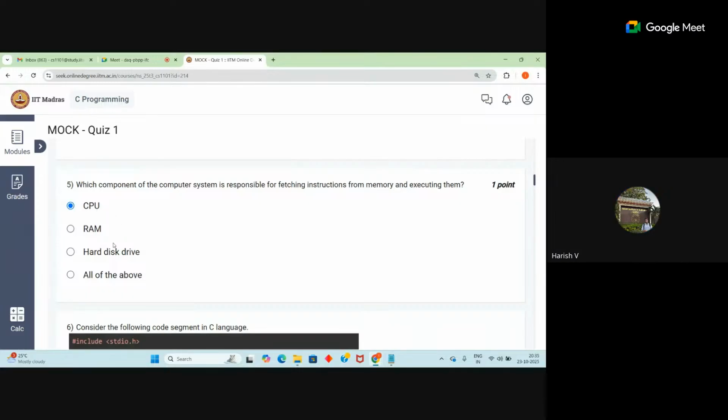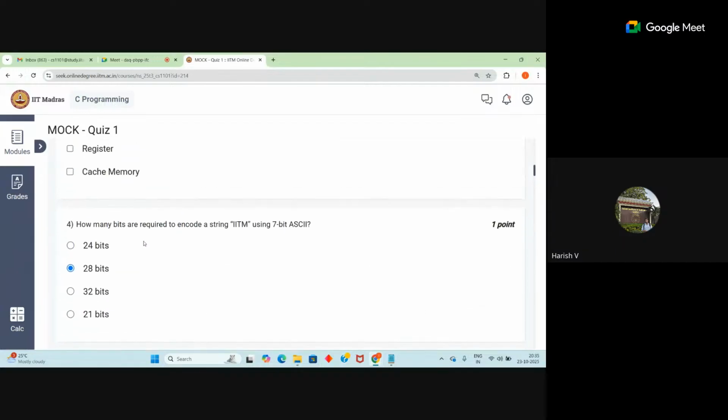Ma'am, in the previous question, if suppose IITM uses 7-bit ASCII, you have to mention it. If suppose 15-bit, we have to multiply. Yeah, 4 characters multiplied with 15 or 10, or 12. Yeah, we just have to multiply.